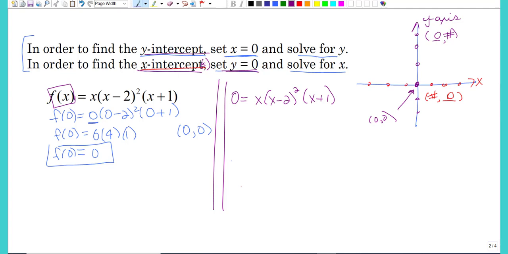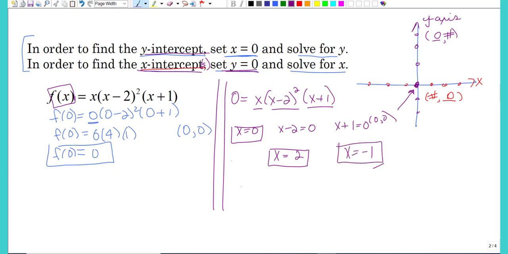Before you start trying to multiply all that out, stop. This is in factored form. This is nice because now we can use the multiplication property of 0 and set each factor equal to 0 to solve for x. So I have x equal to 0, x minus 2 equal to 0, and x plus 1 equal to 0. So that's that one, which we already knew about. This one we're going to add 2 to both sides and get 2. And this one we have x equal to negative 1.